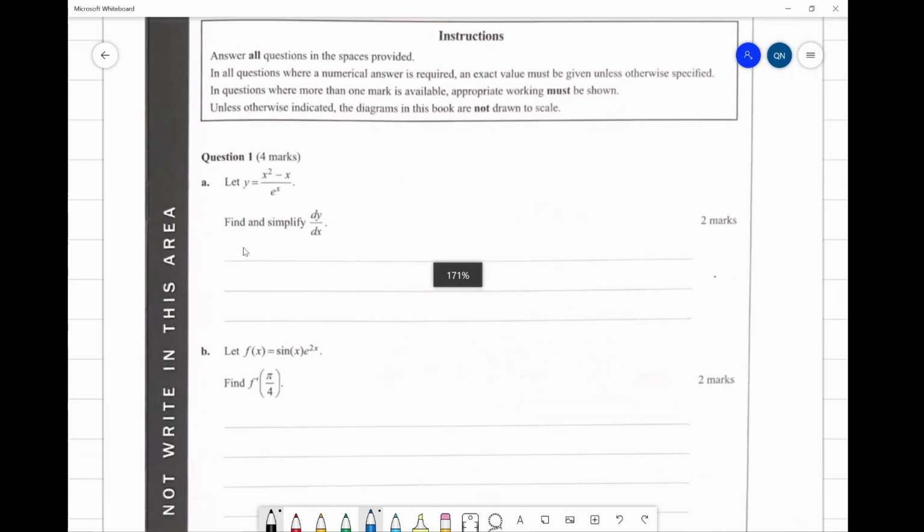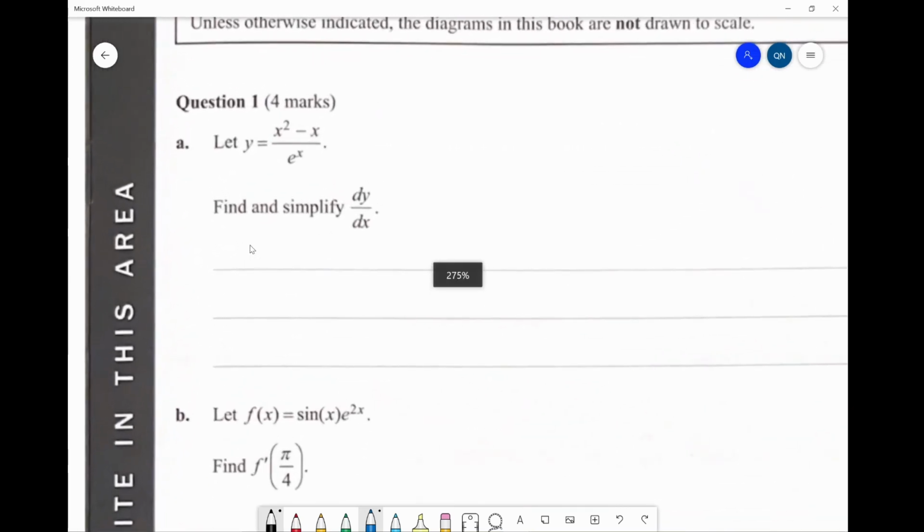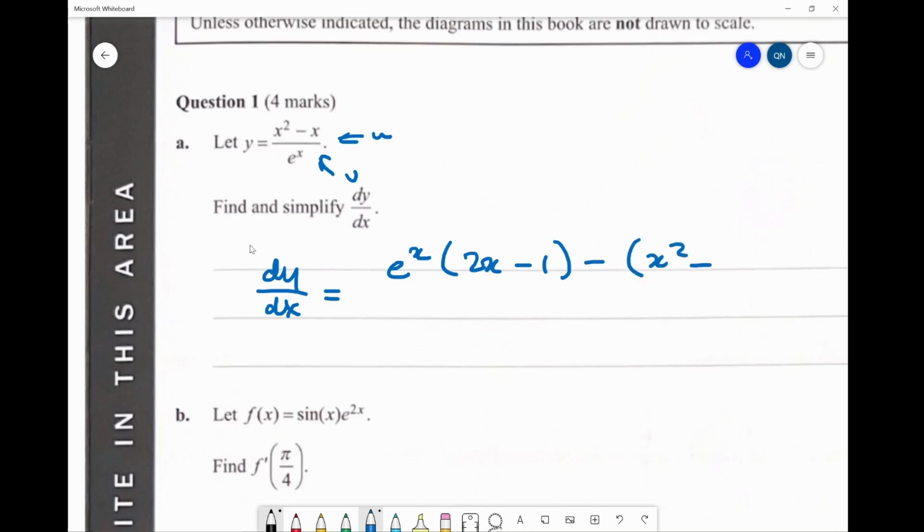So question 1. Nice derivative question, so let's quotient rule this. So do we have dy on dx? That's just equal to, if we call this a v and we call this a u, it's going to be v, which is e to the x, times u dash, which is 2x minus 1. And then we have minus u, which is x squared minus x, times v dash, which is e to the x, divided by the bottom squared, so v squared, so that's e to the x times e to the x.